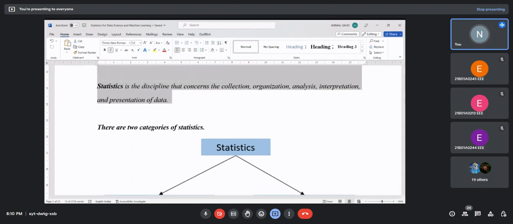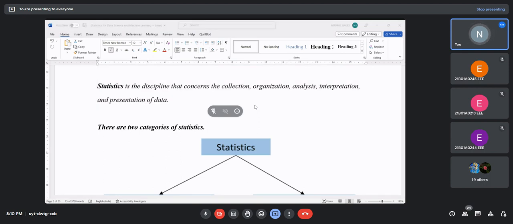Now if you have any doubt, please let me know. You are quietly listening to me for a long time. Any doubt, please let me know. You understood what statistics means? Girls, is it clear what statistics means?